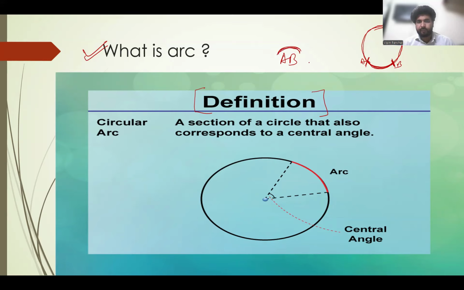Okay, if I represent a straight line, then I draw AB, and this is the representation of a straight line, and this is the representation of an arc. So AB is an arc, and it is a section of the circle. It is a part of the circle. Okay.